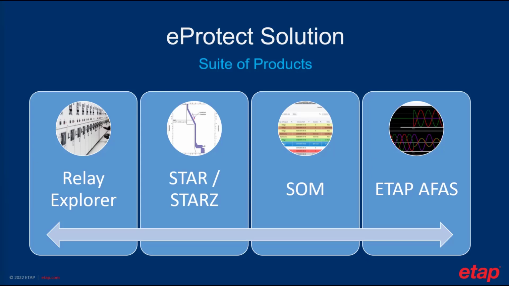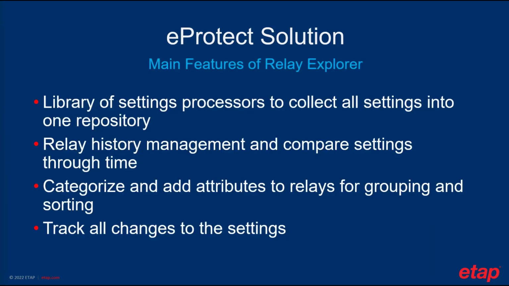And then the last one here is ETAP AFAS, the Advanced Fault Analysis Software, where you can actually look at an actual event and validate that the protection that was executed because of this event matches what is the protection in the ETAP solution. So now I'm just going to go into a little bit more detail of some of the different features of these products.